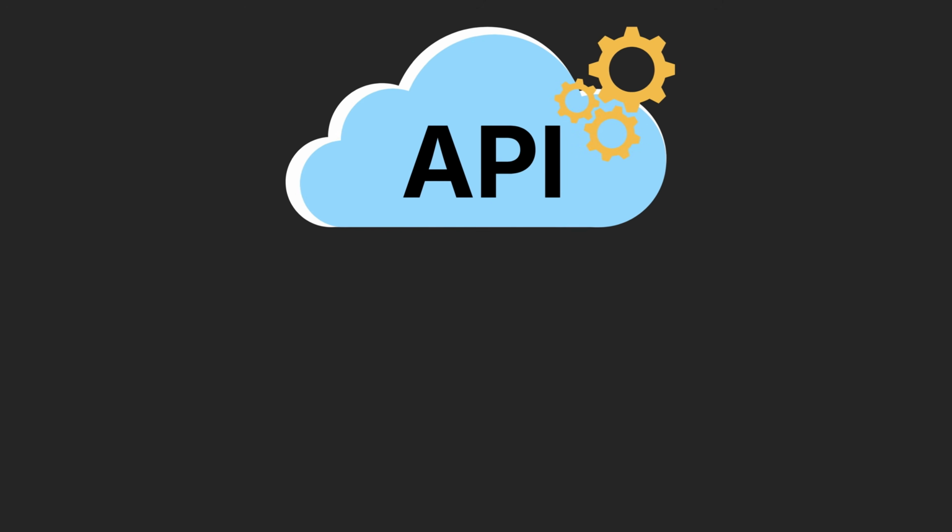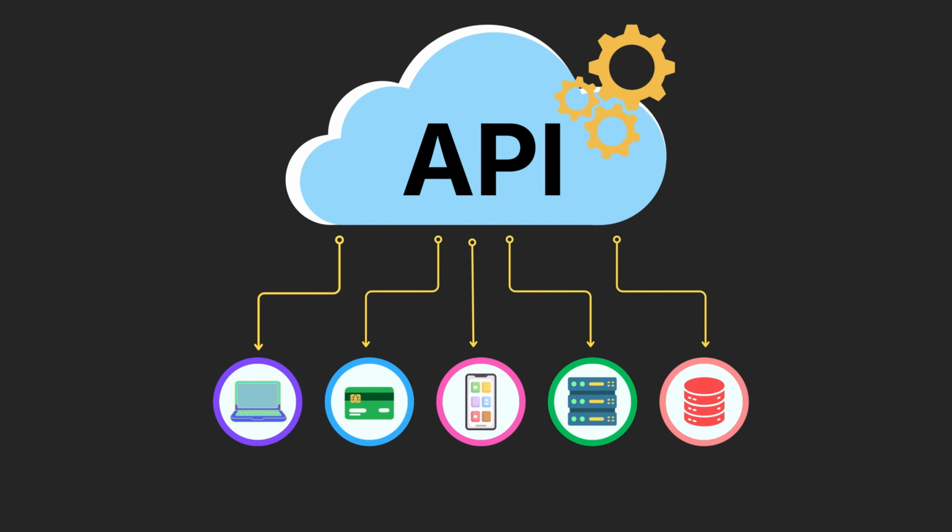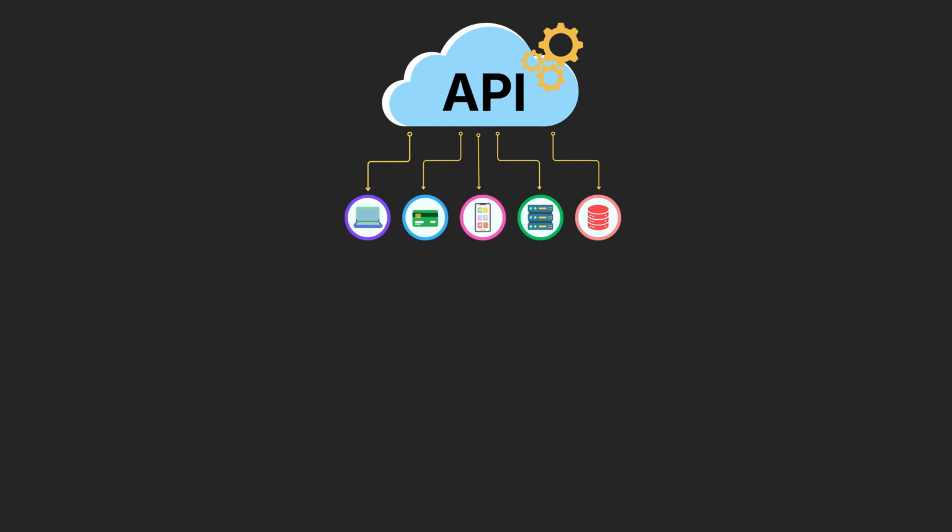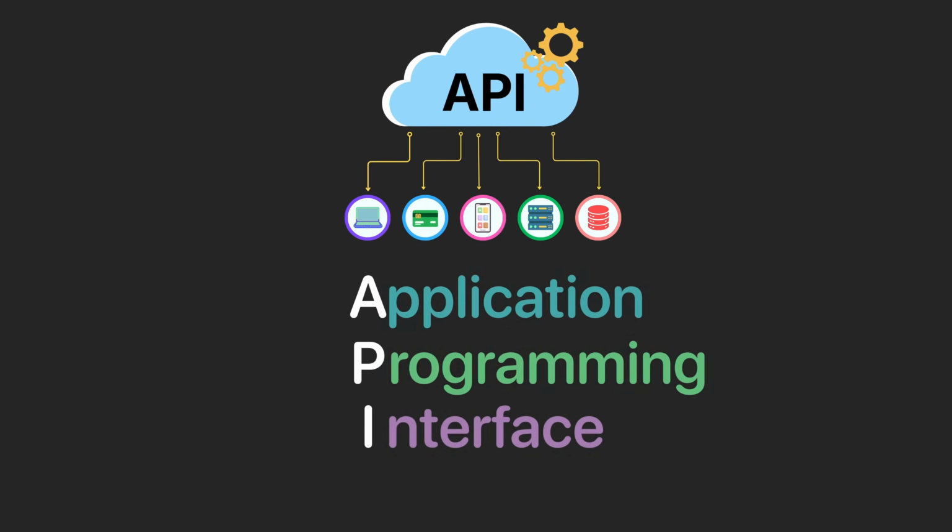Have you ever wondered how your phone talks to the internet or how two different apps exchange information? That's where something called an API comes in. API stands for Application Programming Interface. But don't worry, it's not as scary as it sounds.